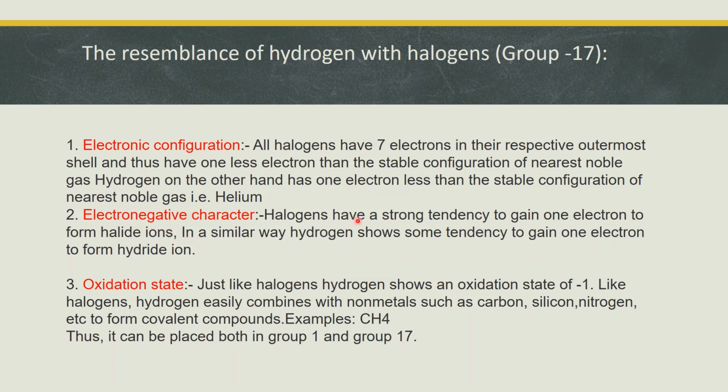And electronegative character. Halogens have a strong tendency to gain 1 electron to form halide ions. In a similar way, hydrogen shows some tendency to gain 1 electron to form the hydride ion, H-. Then oxidation state: just like halogens, hydrogen shows an oxidation state of -1. Like halogens, hydrogen easily combines with non-metals such as carbon, silicon, nitrogen, etc. to form covalent compounds. Example, CH4. So it can be placed in both group 1 and group 17. These points suggest hydrogen could be placed in group 17.